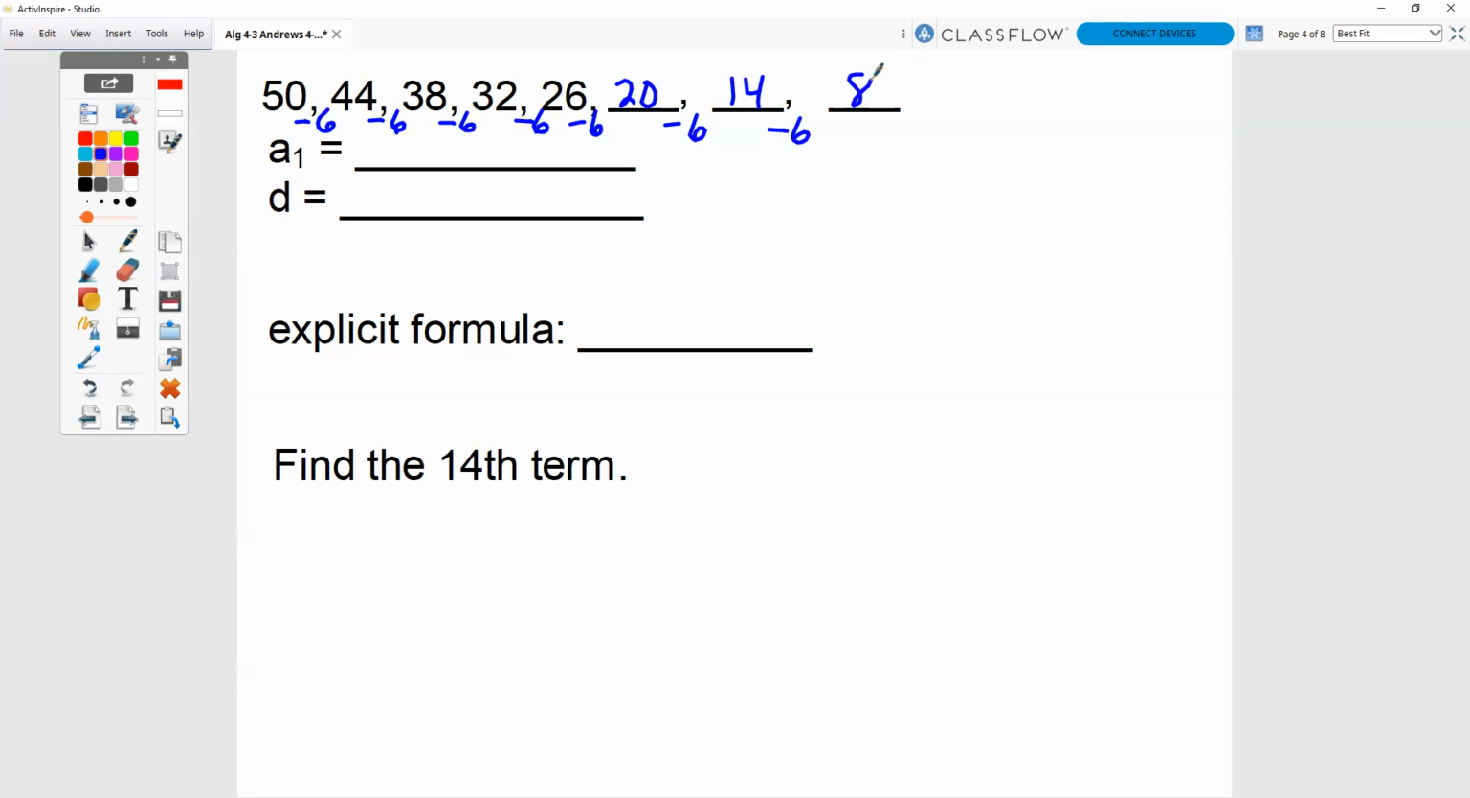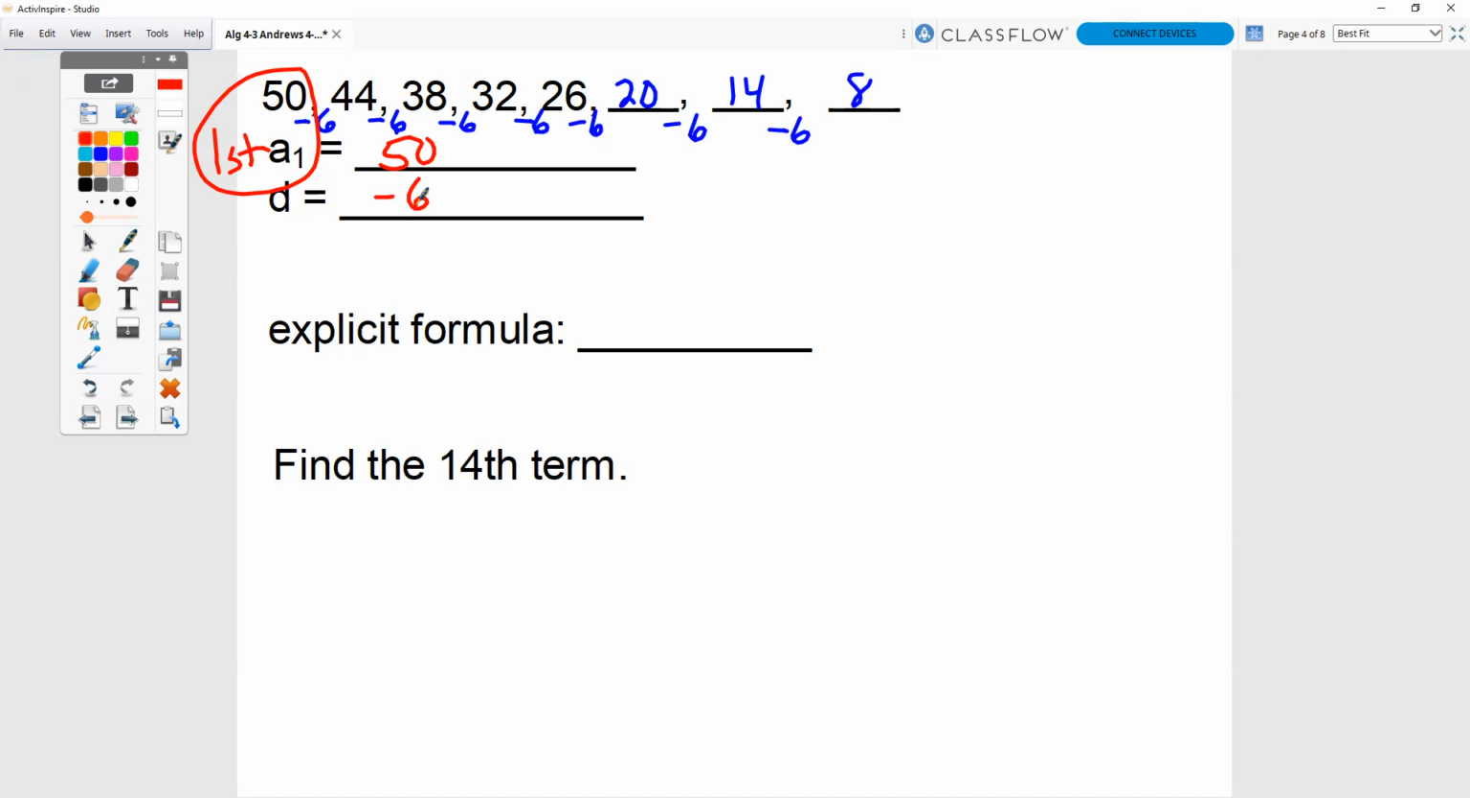So the term that you're starting off with, the first term, is a sub 1. A sub 1 is 50. The common difference is -6. Technically, we can say that we're adding -6 each time. All right, so that's why it's -6. Remember, if you can't figure out what you're doing, subtract going backwards. 26 minus 32 is -6. 32 minus 38 is -6. 38 minus 44 is -6, etc.